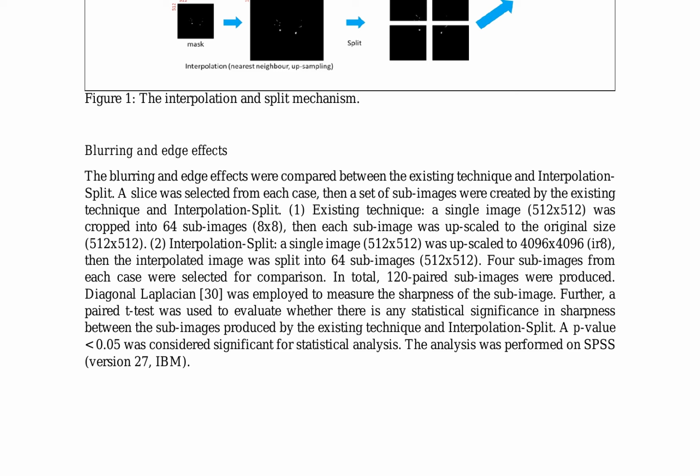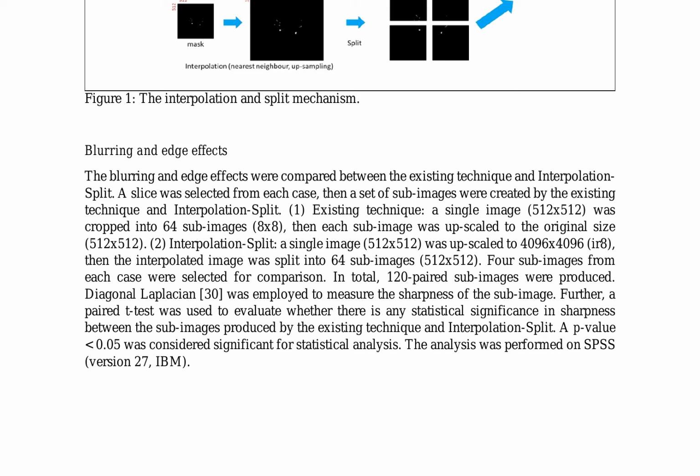A comparison is made between the existing technique and interpolation split to assess blurring and edge effects. A slice is selected from each case, and a set of subimages are created using both methods. In the existing technique, a single 512 by 512 image is cropped into 64 8 by 8 pixel subimages, which are then upscaled to the original size. In contrast, interpolation split involves upscaling the single image to 4096 by 4096 pixels, IR equals 8, and splitting the interpolated image into 64 512 by 512 pixel subimages. A total of 120 paired subimages are produced.